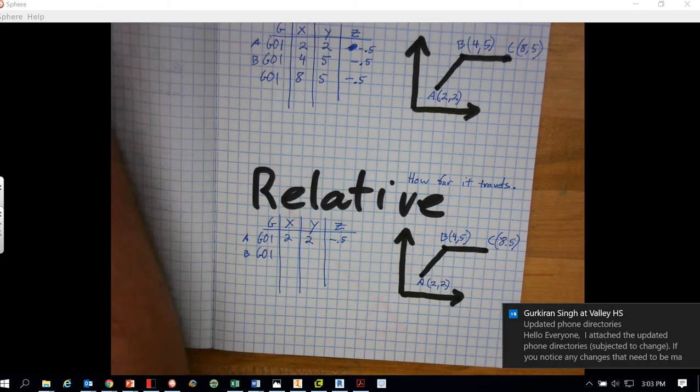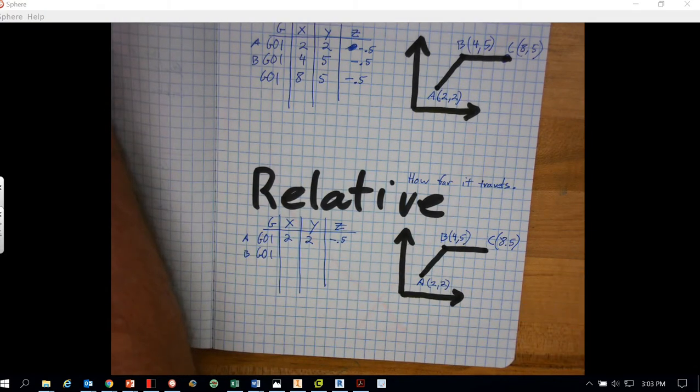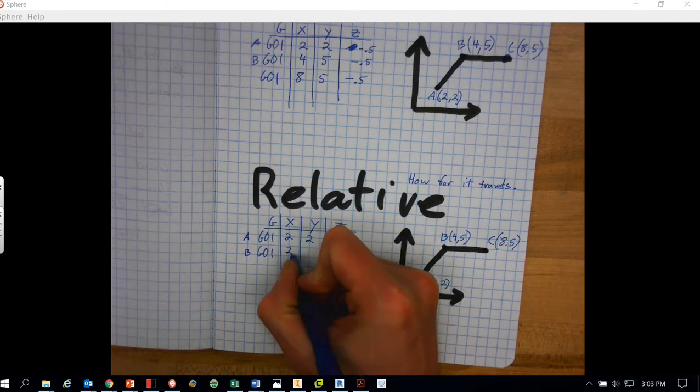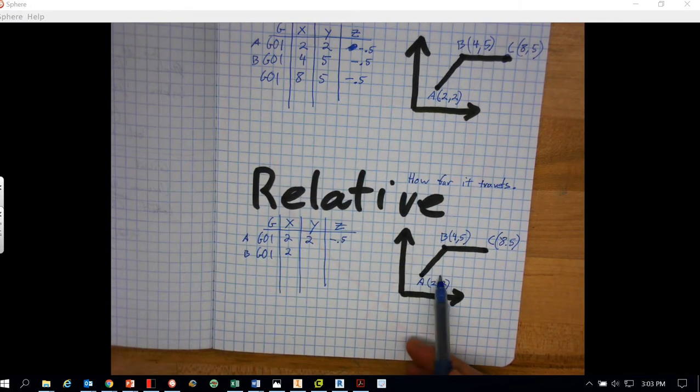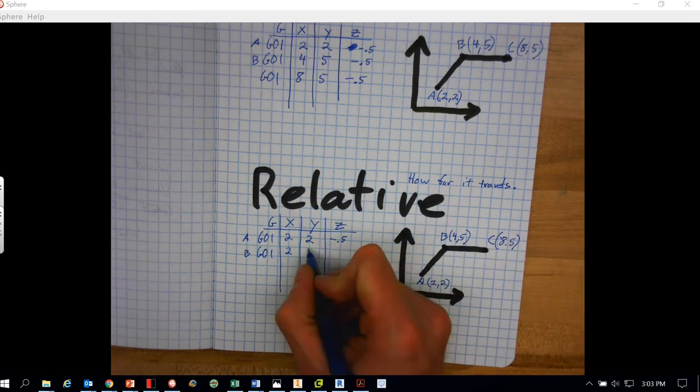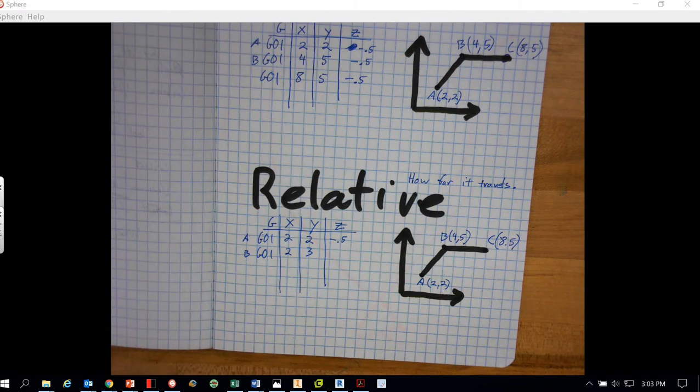Okay, so how far did it move on the x-axis? Well, on the x-axis, it moved 2 spaces. Okay, so it moved from here to here on the x-axis, and on the y-axis, it moved 3 spaces, and it moved 3 spaces up. So that's a positive and a positive.